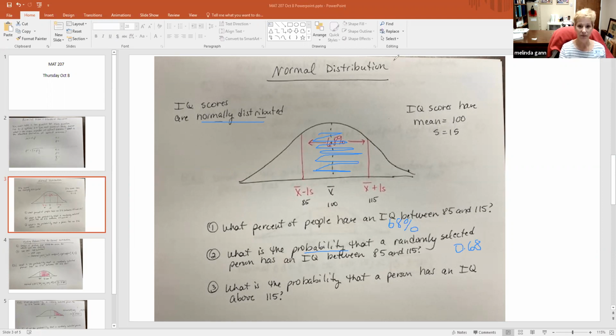Now, look at this one. Let's make sure we're clear about this one. What if I said, what's the probability that a person has an IQ above 115? So I'm talking about these people.